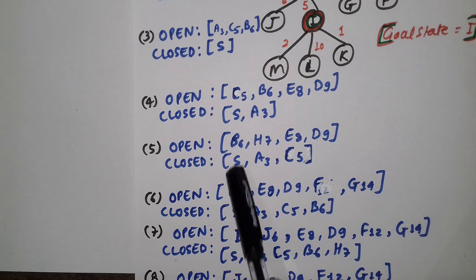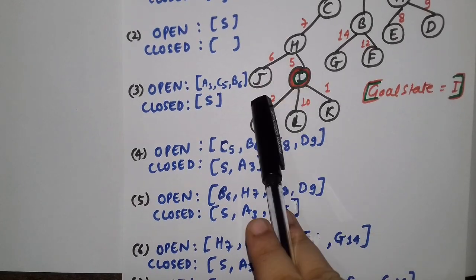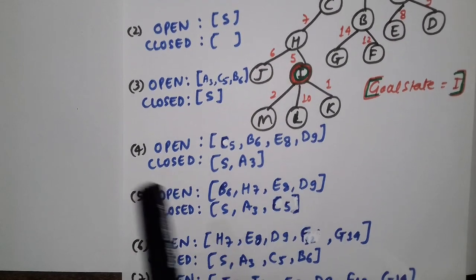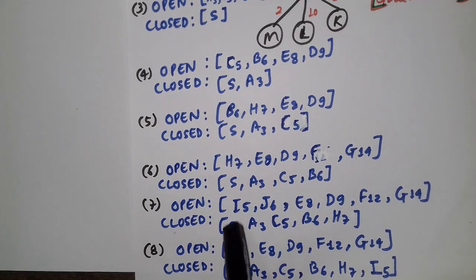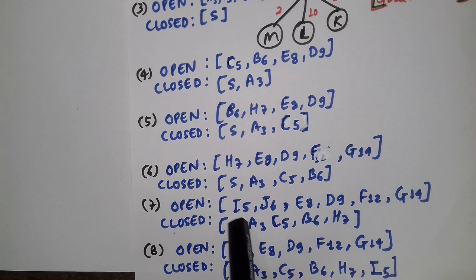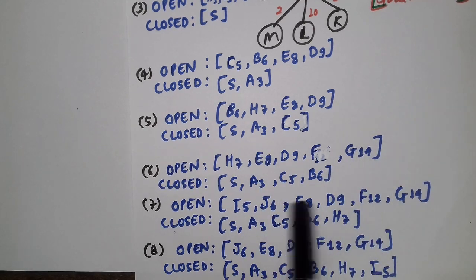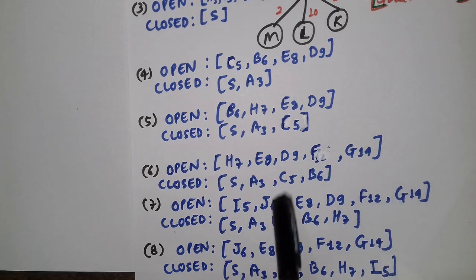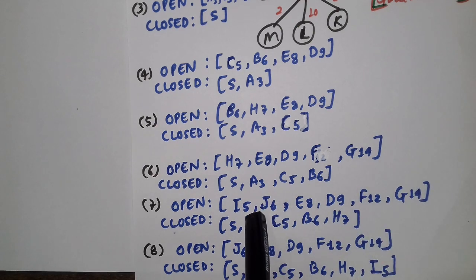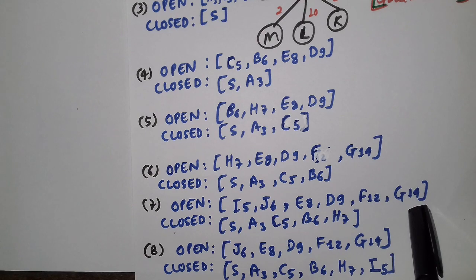Now in the next step, we have H7, and the children of H are J6 and I5. 6 and 5 are the heuristic values. So here, as H is transferred to the closed list, J6 and I5 are the lesser values, so I5, then J6, then E8. We just have to copy this whole list here and add the elements in ascending order to the new list, as we have done here: I5, J6, E8, D9, F12 and G14.